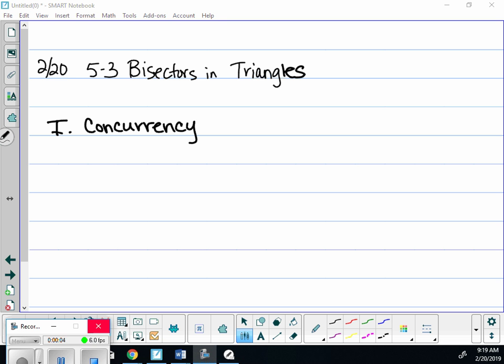So section 5.3, we're going to talk about perpendicular bisectors, the point where they all meet, and some special properties about that, and angle bisectors and the point where they meet, and some special properties of that.